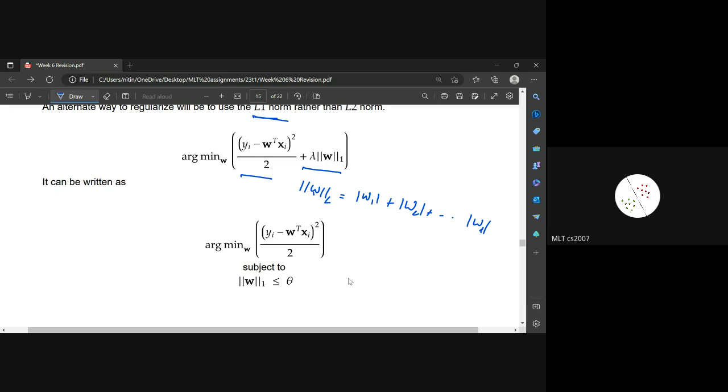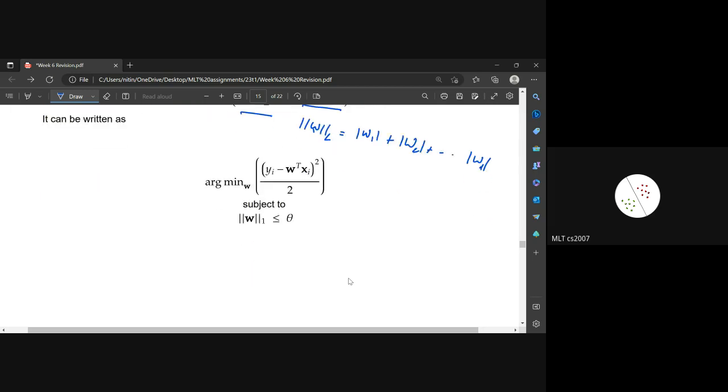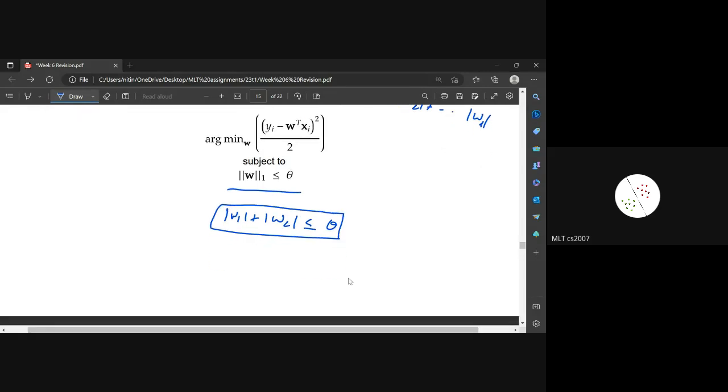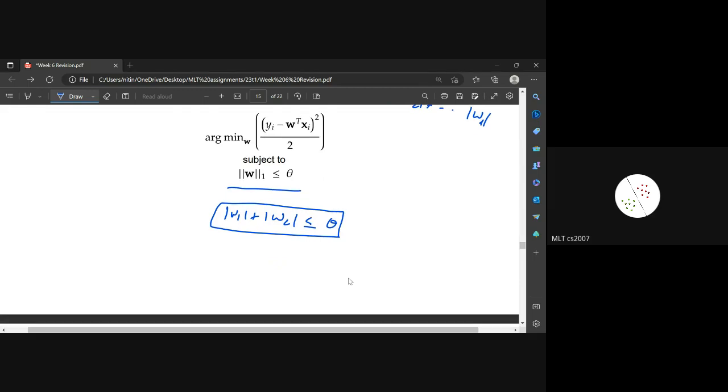So this particular formulation can be rewritten like this. If you solve this, it is something like mod of W1 plus mod of W2 is less than or equal to theta. How does this region look? It's a diamond, some kind of a square, right?